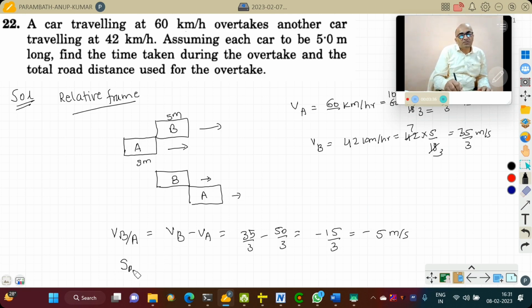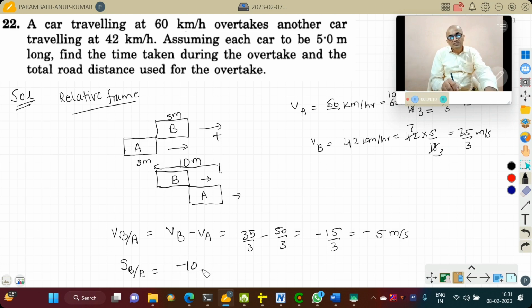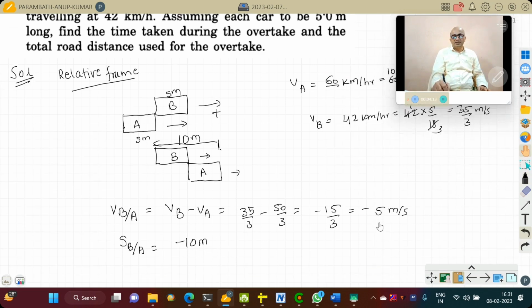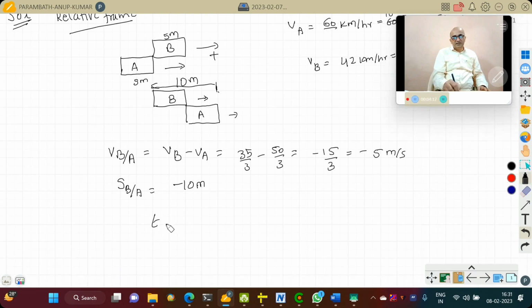Now what is the displacement of B with respect to A? Sitting in A, which is at rest for me, B has to cover a total distance of how much? It was in the initial condition here, now the front portion of B has to cover 10 meters in this direction. I have taken this direction as positive, therefore this displacement of B turns out to be negative, that is minus 10 meters. And the time taken by B will be time equal to distance divided by speed, that is minus 10 divided by minus 5, that is 2 seconds.